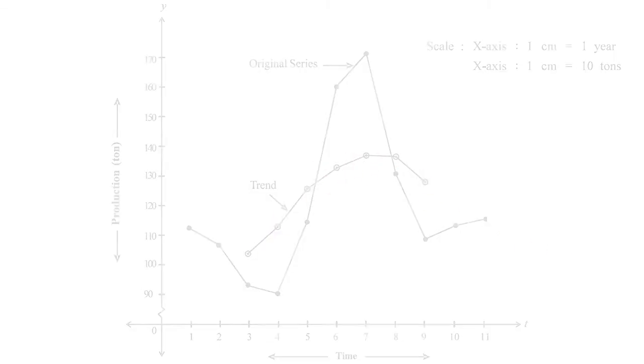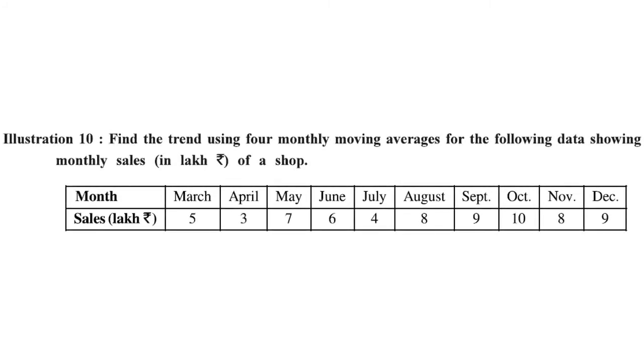Moving on, the last sum for this tutorial, but a very important sum. We have to find the trend using 4 monthly moving averages for the following data showing monthly sales in lakh rupees of a shop. Now the months are March, April, May, June up to December, and the sales is given. Now we have to find 4 monthly moving average. That means there will not be a middle value. For example, 1, 2, 3, 4. Which is the middle value in 1, 2, 3, and 4? Can you tell me? It will be 2.5 actually.